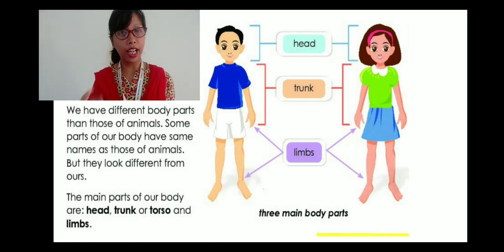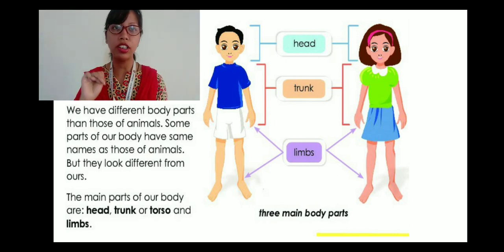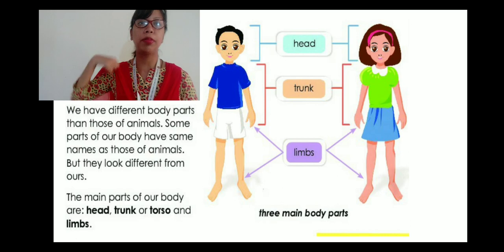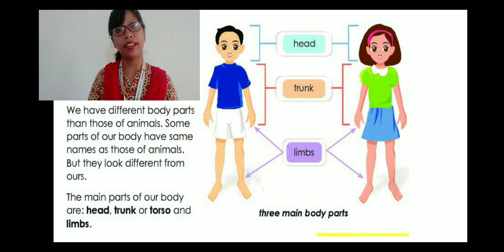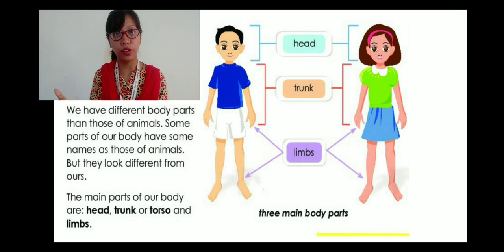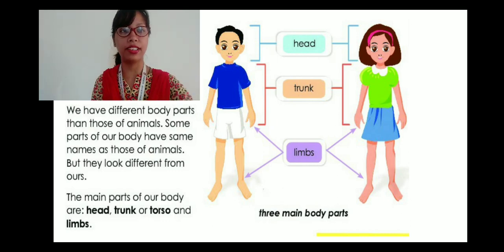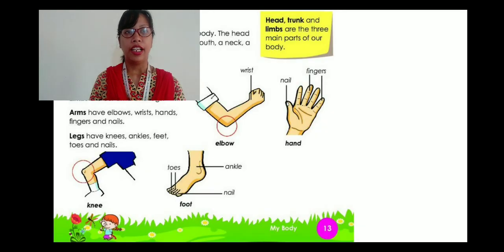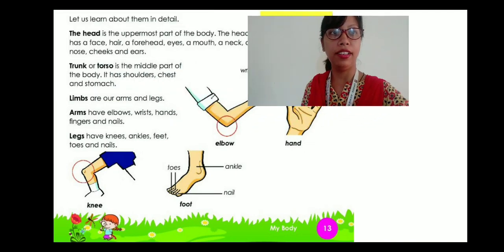So our body has three main parts. Got it? Our body has three main parts. Now what are these main parts? These main parts are head, trunk or torso, and the limbs. Will you remember it? Yes, head, trunk or torso, and limbs. So these are the three main body parts. Okay, now let's discuss the three main body parts in detail.